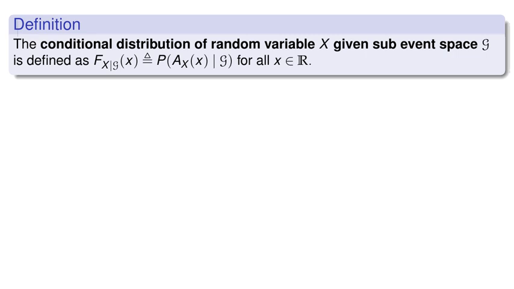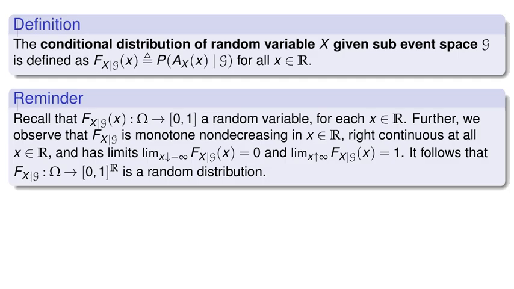Now we define the conditional distribution given an event space. The conditional distribution of a random variable X given a sub-event space script G, denoted F sub X given script G of x, is defined as the conditional probability of the event A sub x, which is X less than or equal to x, given script G for all real x. Recall that for each fixed x, F sub X given script G of x is a script G measurable random variable mapping omega into [0, 1].